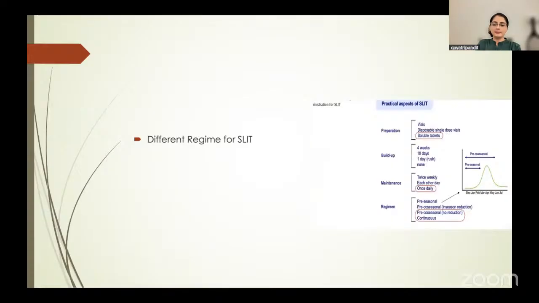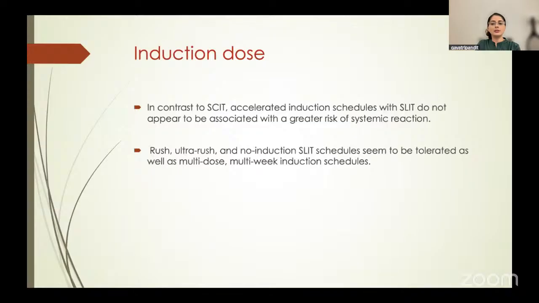And again, in sublingual immunotherapy, the drop formulations are there and also the tablet formulations. But in contrast to SCIT, where it's almost mandatory that we always follow a build-up phase and a maintenance phase, the accelerated induction schedules with SLIT do not appear to be associated with a greater risk of any systemic reaction.